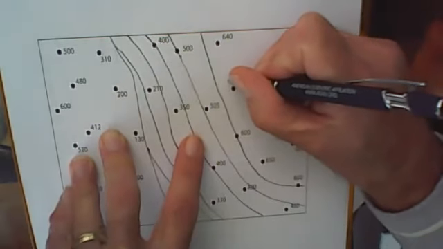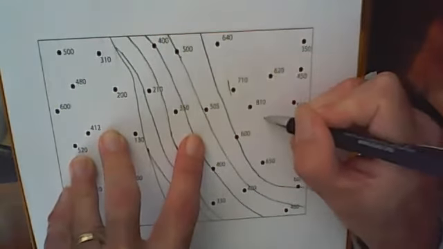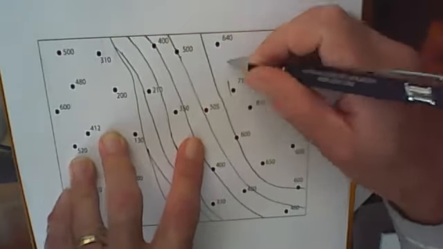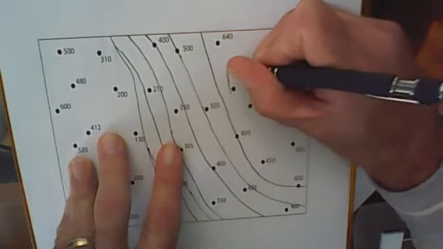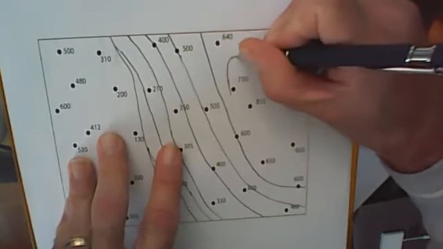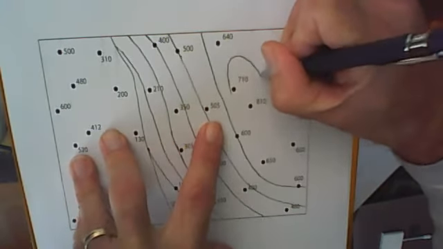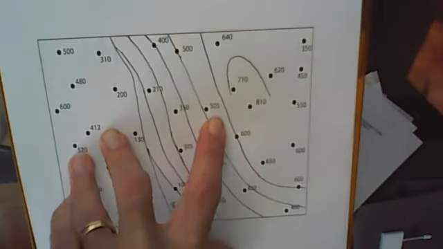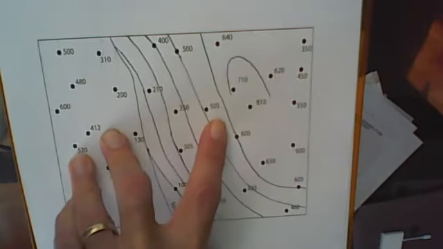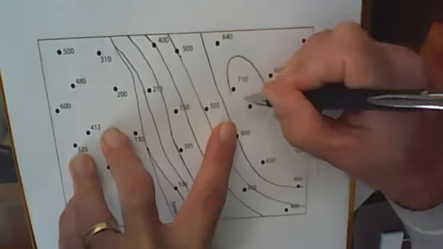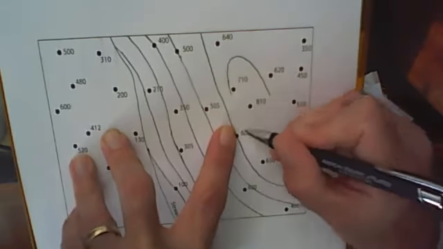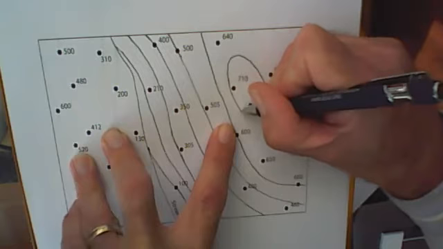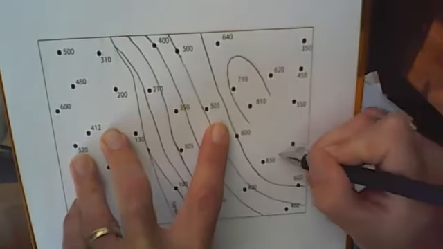So here we have 710, here's 800, so we have to enclose that. We have to be inside of this 620 over here, inside of this 640. So let's do something like this. If you don't have a lot of data points, you have to use a little bit of artistic sense. So 800, 600, so we go between those two values. Here's 650.